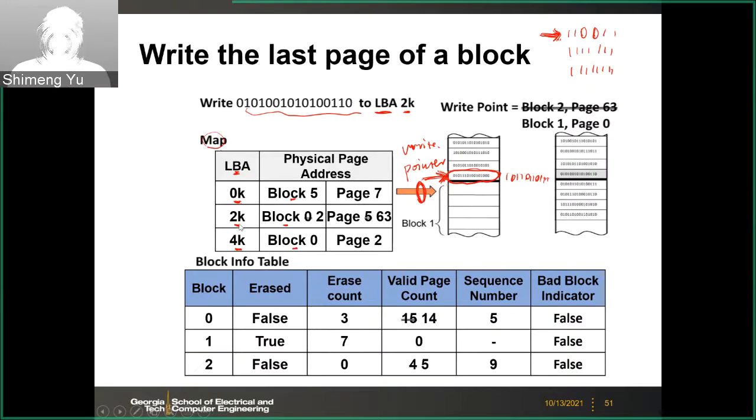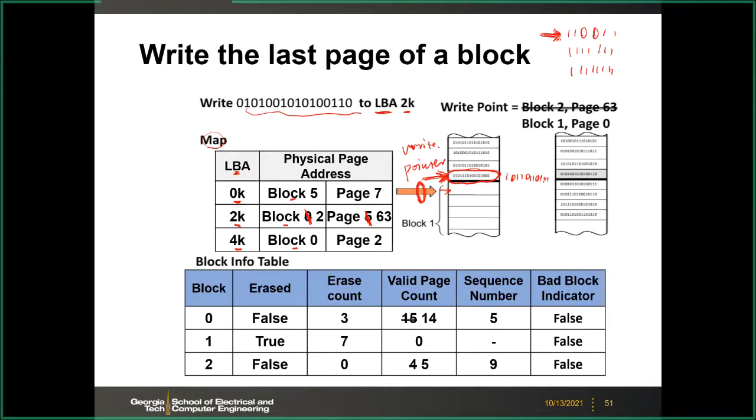So now you have to record that 2K is stored at the current pointer, which is block 2, page 63. You cross out the previous mapping information and update it with the current pointer's address. Now your pointer moves to the next one. Because it's at the end of the block, after this write operation the pointer will move to a new block. In this example, it moved to the first page of block 1.